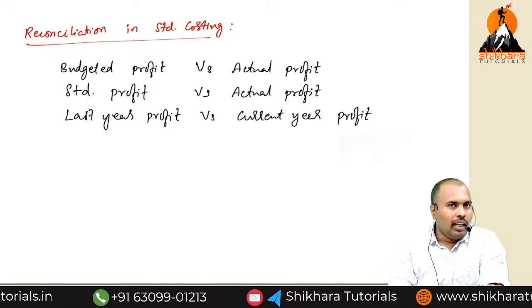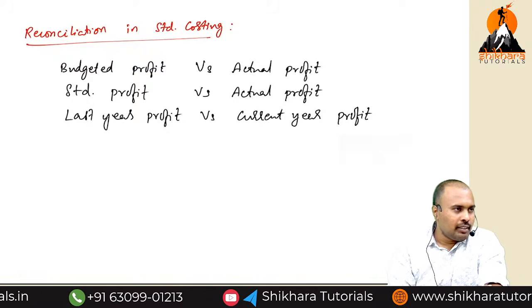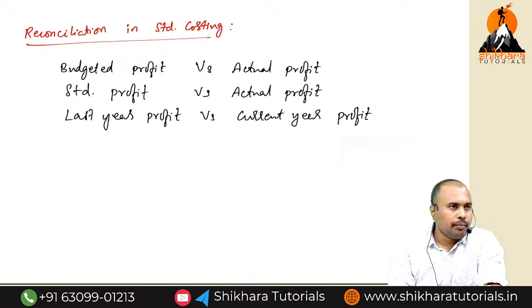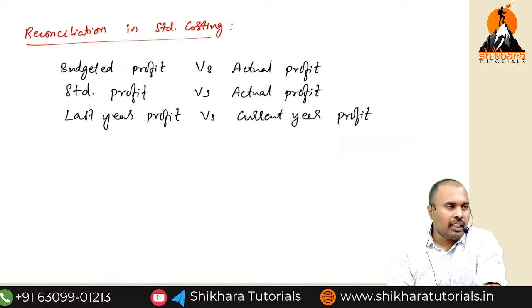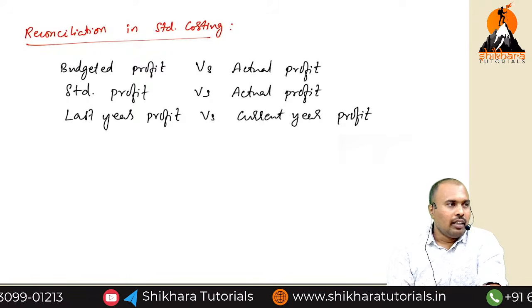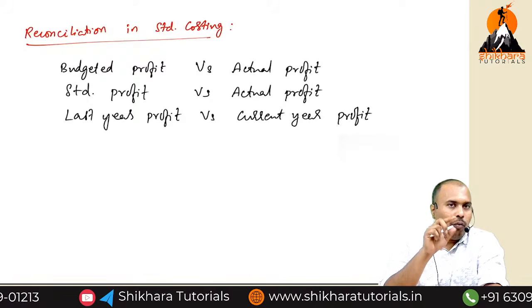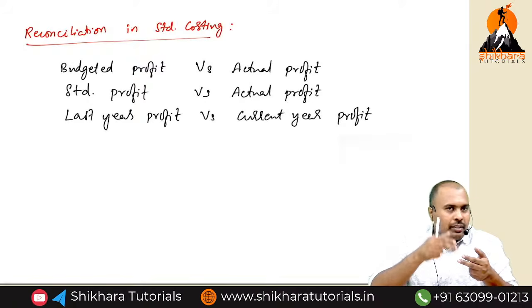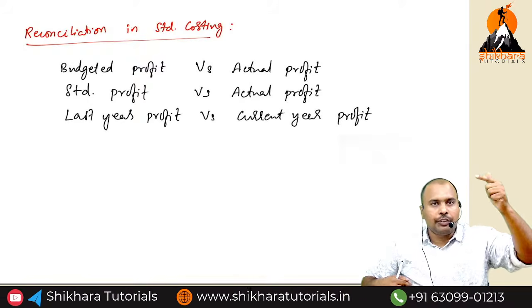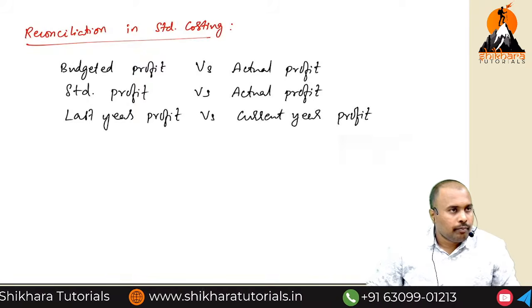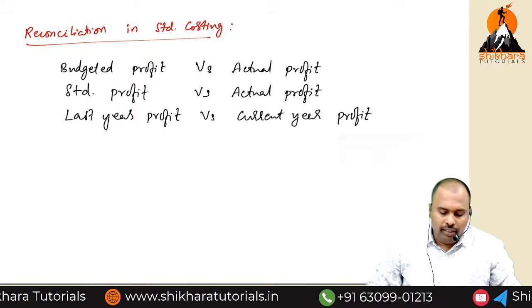But I'm not going to give you 3 statements. In a single statement, I'll give a reconciliation statement between budgeted profit and actual profit. If the question asks from standard profit to budgeted profit, what I'm supposed to adjust to get standard profit, I will give in the same statement. From budgeted to actual, standard to actual also we are going to have in the same statement. Understood? We will see that one later.